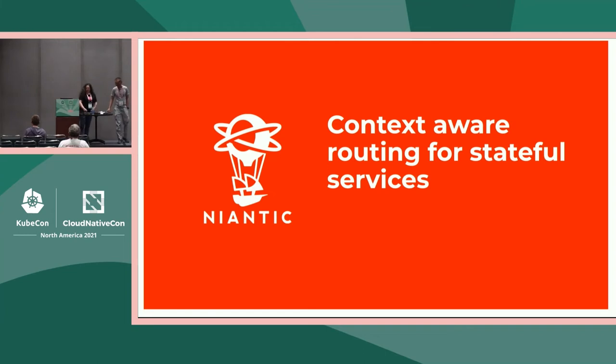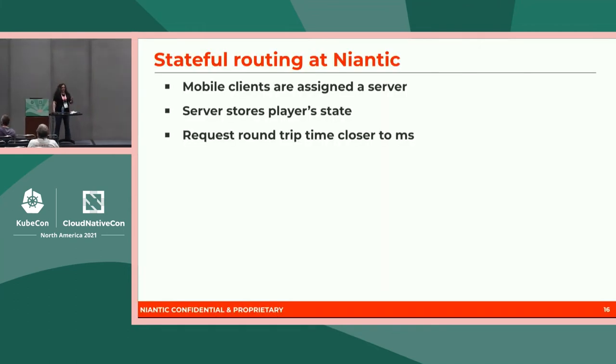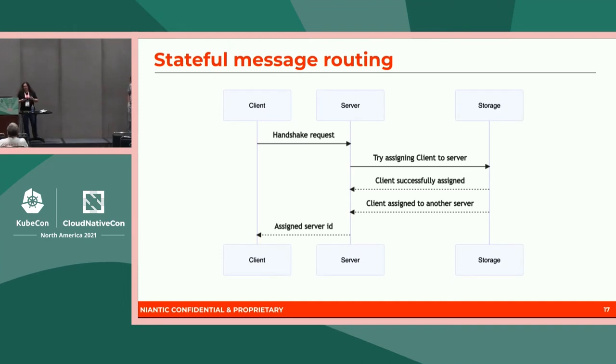So now we would like to focus on context-aware routing for the case of our stateful services. And what does it mean for Niantic? So in Niantic, when you play Pokemon Go, a mobile client, when it connects for the first time, is assigned a server. That server is where the player state is being maintained. And from that point on, we want the requests to be as fast as possible, more in the area of milliseconds than in the area of seconds. So how does it look?